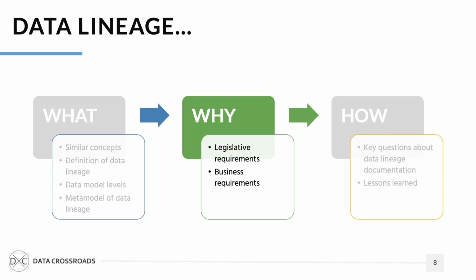This is the end of the first part of the presentation. We have discussed the definition of data lineage. We have examined other concepts similar to data lineage. We have agreed that data lineage can be documented at one or more levels of the data model. And we have discovered the key components of data lineage that are to be documented and linked. Now it's time to move on and discuss why we need data lineage. We will focus on the needs of business.